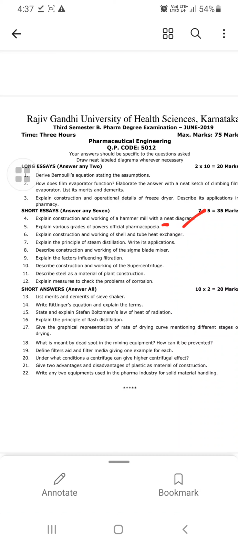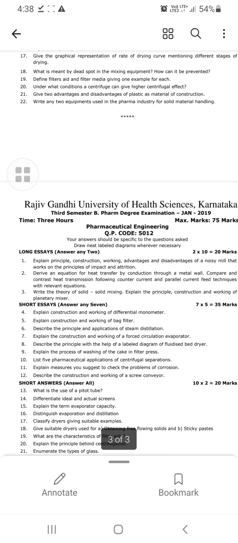Explain construction working of, you go for here the steam distillation, yes. Construction working of a sigma blade mixer, 1. Then factors influencing filtration and evaporation. From these both two, one is fixed for your exam. Describe construction working of the centrifuge, yes, see, super centrifuge, centrifuges are same. Then describe steel as a material of the plant construction. Measures to check the problems of the corrosion. How can you check the corrosion? Are you getting what I am telling?